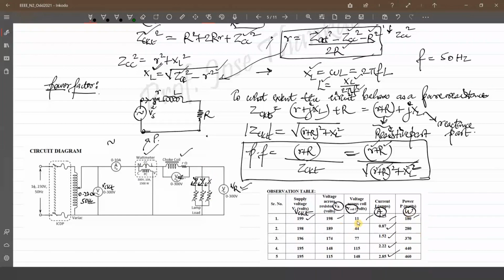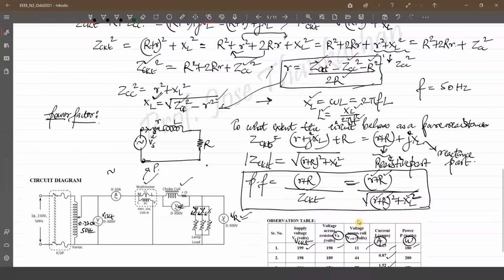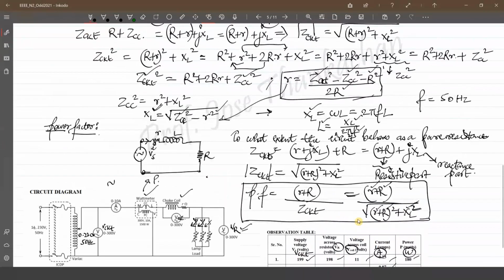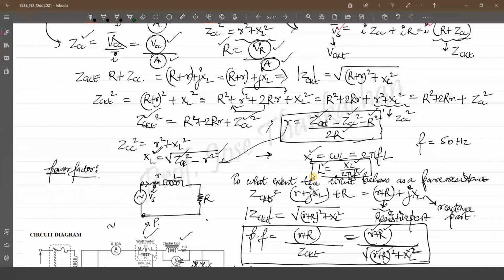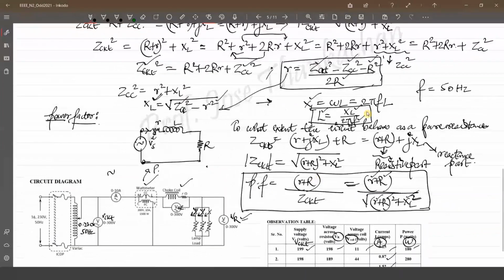Okay. And with the help of these readings, what are we calculating? We are calculating small r and L. This is what we are calculating. Because what is Z circuit? Z circuit is V circuit divided by A. That will give you what is Z circuit.